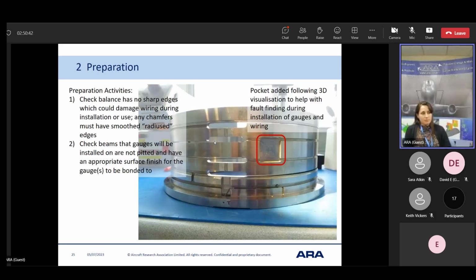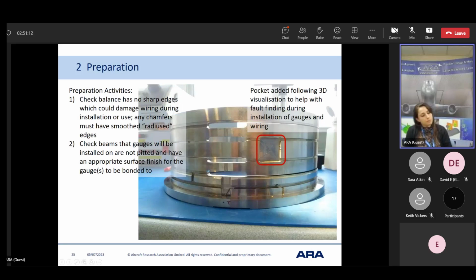Onto the preparation. Some of the preparation activities before install: we're going to be checking the balance for sharp edges, which could result in damaging wires, getting some chamfers and some radiuses put in on any sharp edges. And checking that the beams the gauges were going to be installed on were not pitted and have an appropriate surface finish for the gauges to be bonded onto.